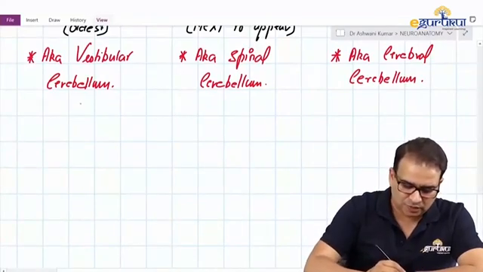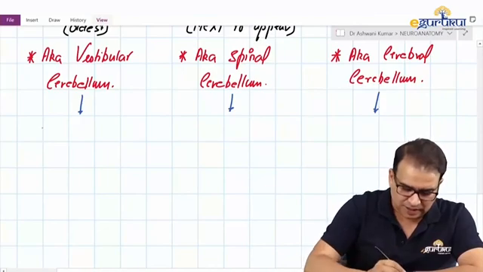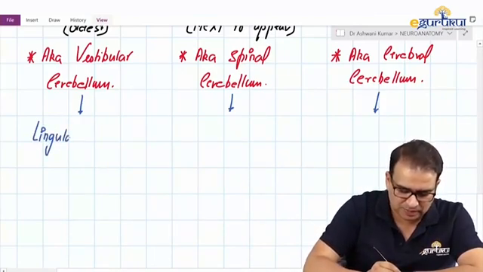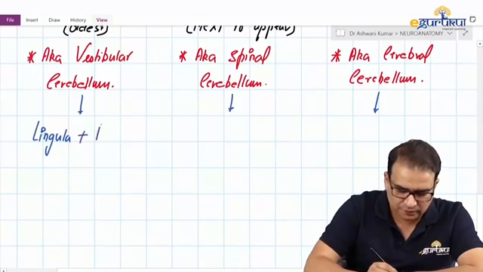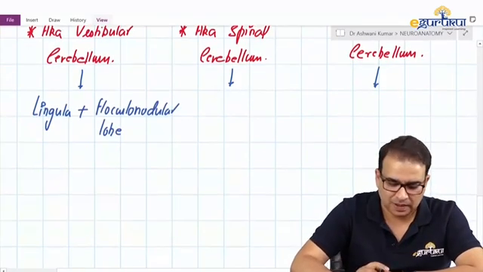What comes under these, we have already discussed, but no harm in writing it again. What was there in the archicerebellum? It was the lingula and the flocculonodular lobe. Lingula and flocculonodular lobe come into the archi.